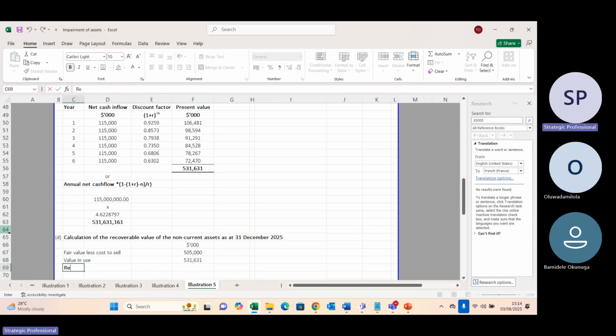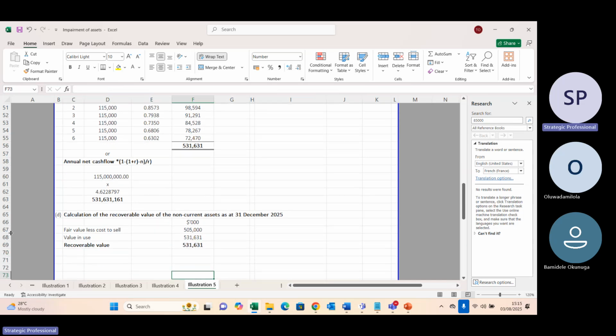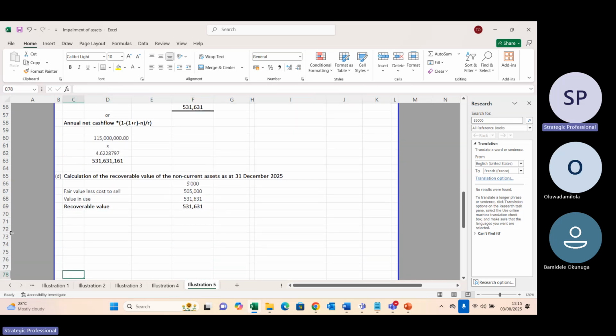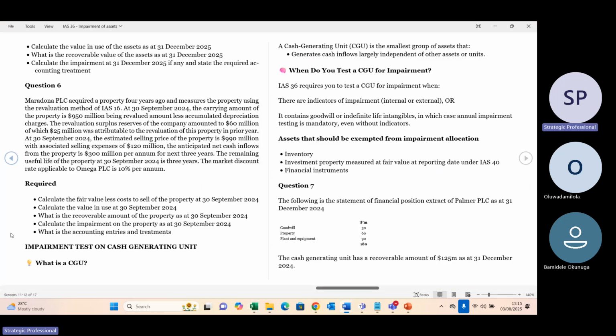So our recoverable value will be the higher of it. This is our recoverable value. Please call my attention if you don't understand anything. So that's all for that part of it. Then the next bit is, calculate the impairment at 31 December 2020 and state the required accounting treatment.